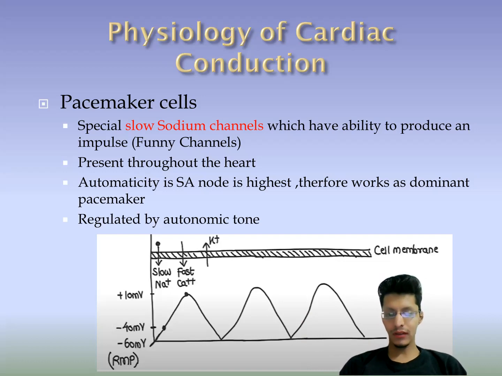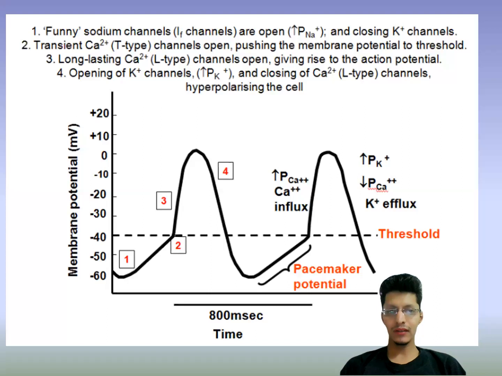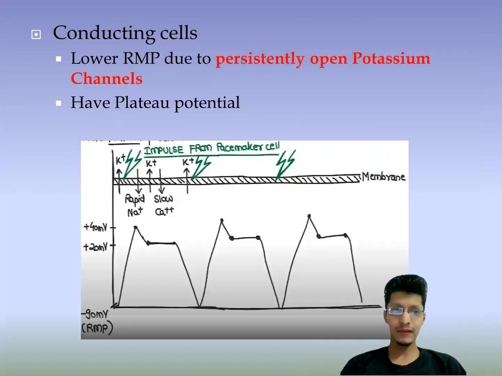Now, in the next pictorial diagram, we'll see the various channels. As I told you, the slow sodium channels will come, then the transient calcium channels will come, then the long-lasting calcium channels will come. That will lead to the rapid depolarization. Then there will be opening of the potassium channel and closing of the calcium channel. And this is how a pacemaker potential is generated.